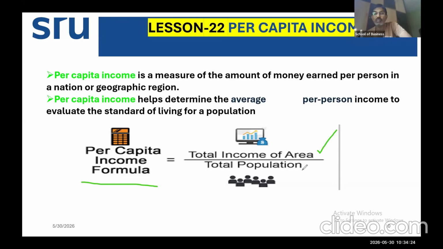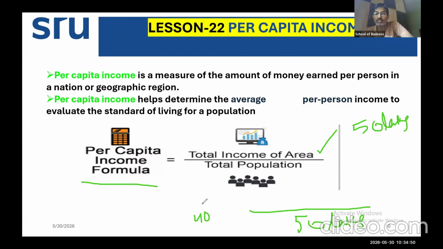So what is the formula? Per capita income is equal to total income of the area divided by total population. For example, in a place, there are 50 lakhs of population, isn't it? And we will write the formula, 50 lakhs. And out of this 50 lakhs, only 40 lakhs people are working, and their income is, for example, 200 crores.